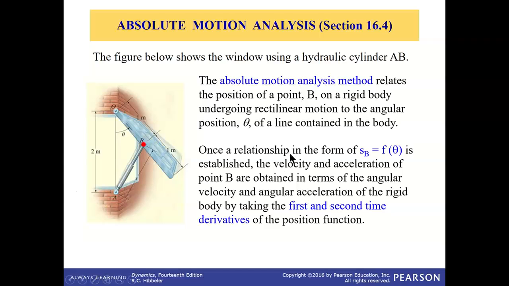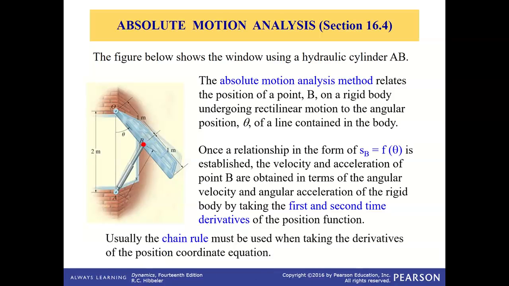As I have mentioned in the previous example with the same window figure, we need to determine the function S, which is for linear position of the hydraulic cylinder in terms of angular position of the window theta. And then the next step is we need to take the first and second derivative of this position to get velocity and acceleration respectively. But be careful when you take the derivative that the derivative is with respect to time. So if you have theta in your equation, you also need to take the derivative of theta with respect to time, such as d theta by dt.